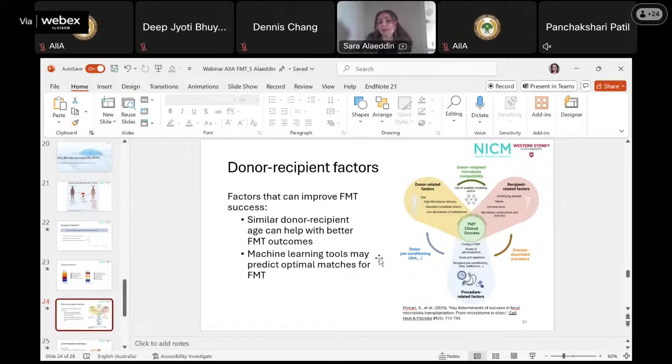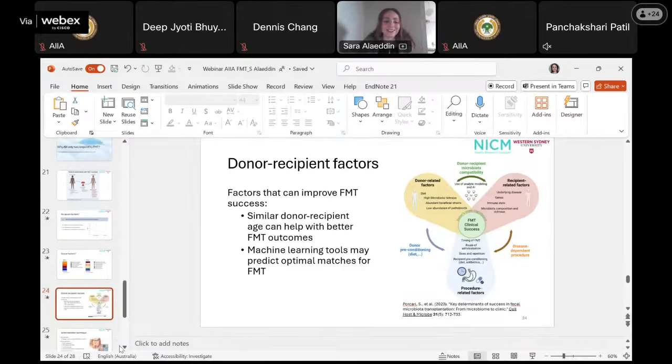Another thing that we could take into account for FMT success is donor-recipient factors. It looks like a similar donor-recipient age can help with better FMT outcomes. This was definitely not the case in my studies because, as I said, my donors were in their early 20s and most of my recipients were in their 60s and 70s. Nowadays, there are machine learning tools available that predict optimal matches between recipients and donors based on many biological factors. Unfortunately, these tools were not available when I started my PhD. So I haven't done any donor-recipient matching.